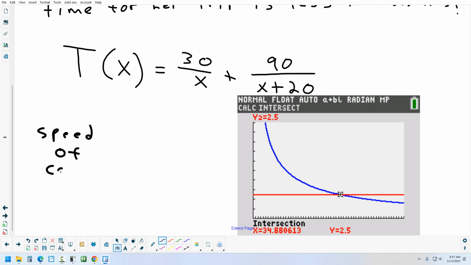So how would you write your final answer? The speed of the car has to be what? Less than or equal to. Greater than or equal to. Greater than. You can't put less than.